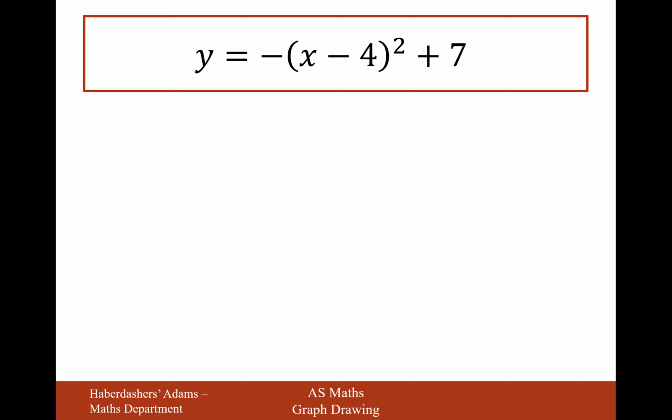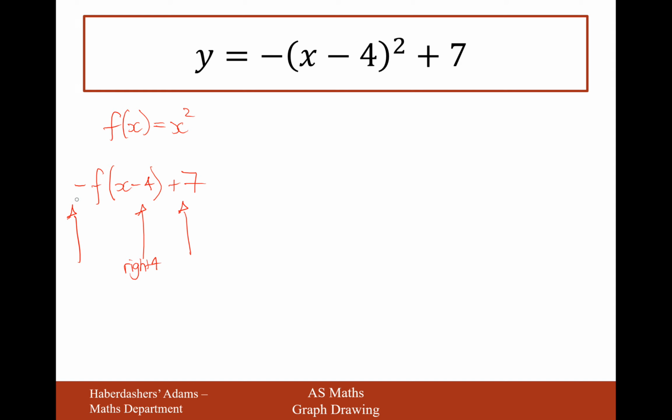Okay, moving on to the next one. This time the parent function is going to be f of x equals x squared, and the transformations we're going to have here is a minus symbol at the front, then x minus 4 inside the brackets, and then plus 7 outside the brackets afterwards. Now we've got 3 transformations here, 1, 2, and 3. So, it doesn't matter whether we do outside the brackets first or inside the brackets first. Let's move it right by 4 first.